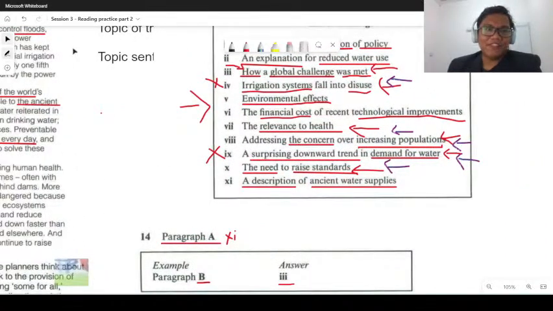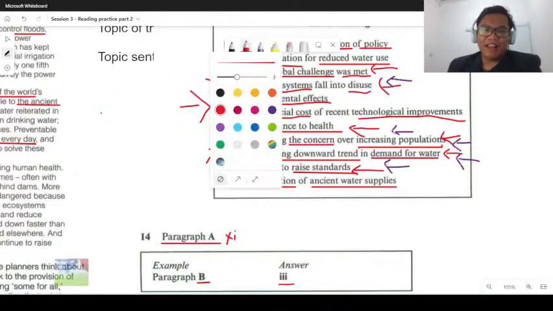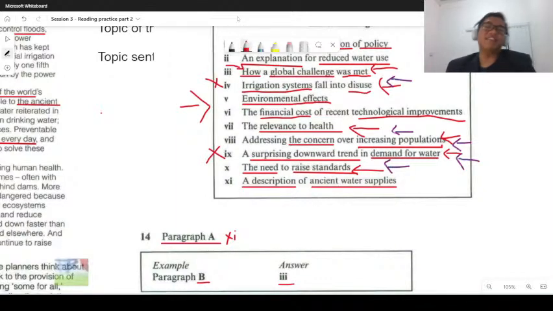So if we take a look at the remaining answer, which is the relevance to health, does that talk about the problem? Could be, right? It's related to health. The last sentence was related to health. And if we take a look at the other heading, addressing concern over increasing population is wrong. No concern over increasing population and the need to raise standards. There were no standards set in that paragraph after reading all the sentences. So it's looking very likely that the answer is actually the relevance to health.